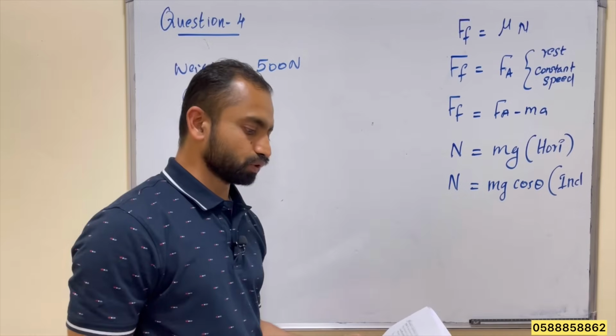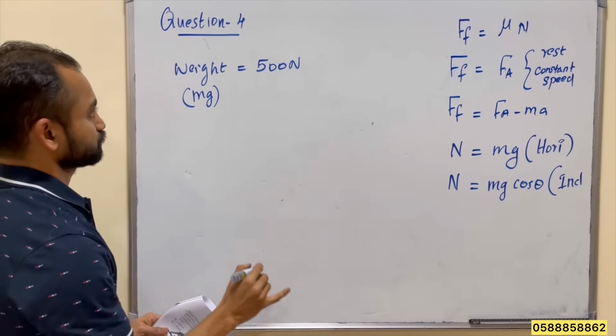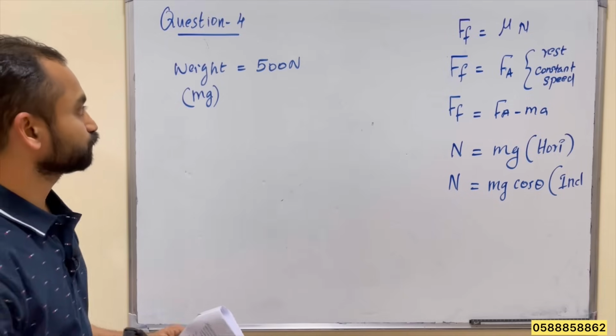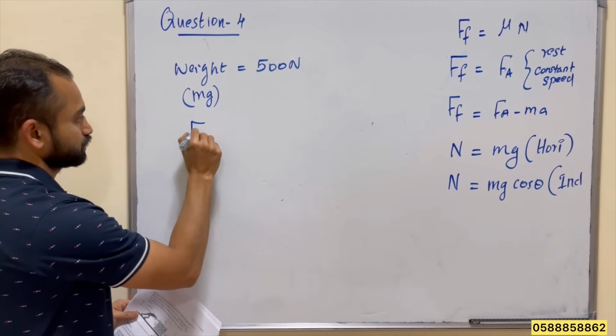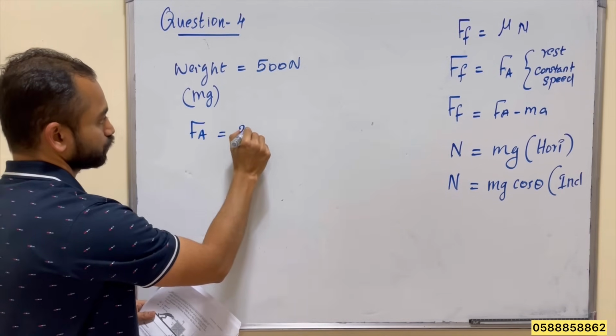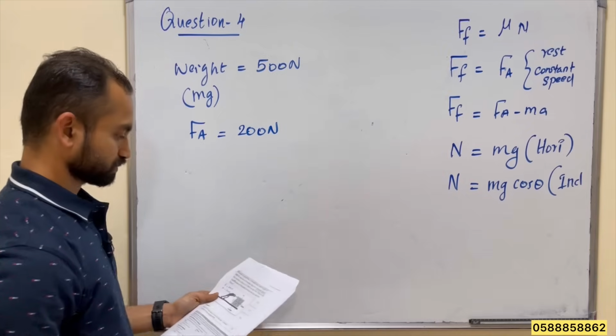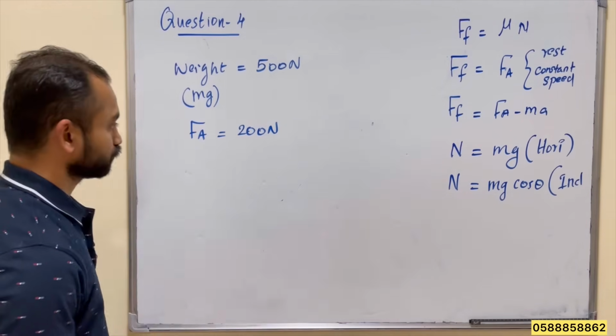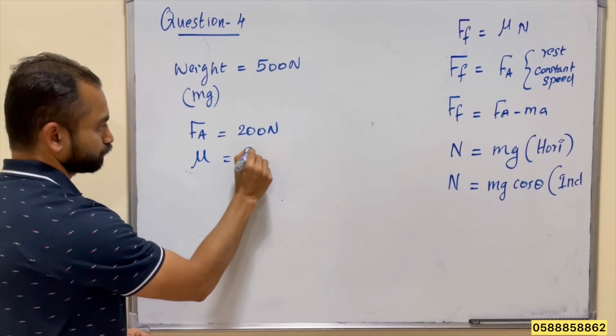Across a wooden floor at a constant speed. So it is moving at a constant speed. He exerts a force of 200 Newton. What is the coefficient of friction between the box and the floor? We need to calculate the coefficient of friction.